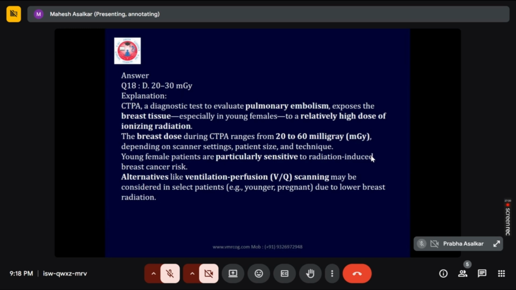CTPA is a diagnostic test to evaluate pulmonary embolism, which exposes the breast tissue, especially in young females, to a relatively high dose of ionizing radiation. The breast dose during CTPA ranges from 20 to 60 mGy, depending on scanner settings, patient size, and technique. Young female patients are particularly sensitive to radiation-induced breast cancer risk. Alternatives like V/Q scanning may be considered in younger or pregnant patients due to lower breast radiation. So with CTPA, we have to see to it that the radiation is less.